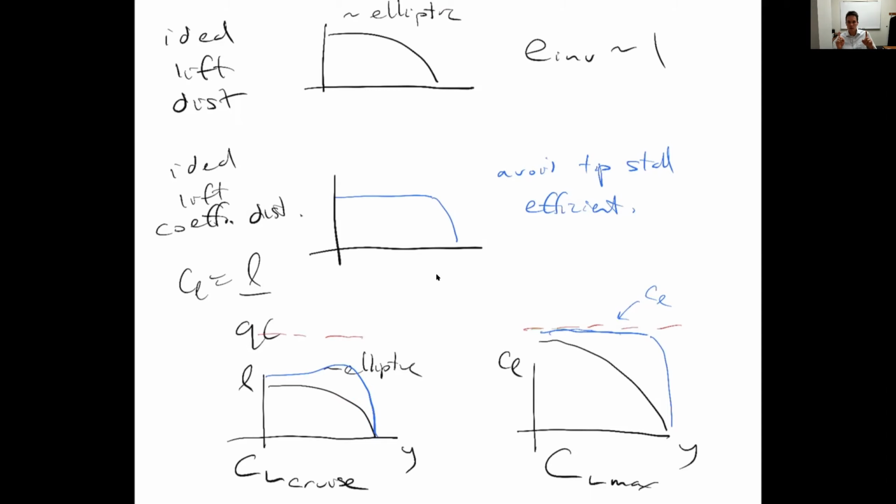So to recap, there are two things I want to look at: ideal or elliptic lift distribution, and a nice, efficient, non-tip-stalling lift coefficient distribution. So those two things, but I look at them at different angles of attack. I look at the lift distribution at the angle of attack that I want to fly at, most of the time my design CL. And I look at the stall one at the angle of attack at which my wing is going to stall, when it's going to hit the CL max. So think about that.